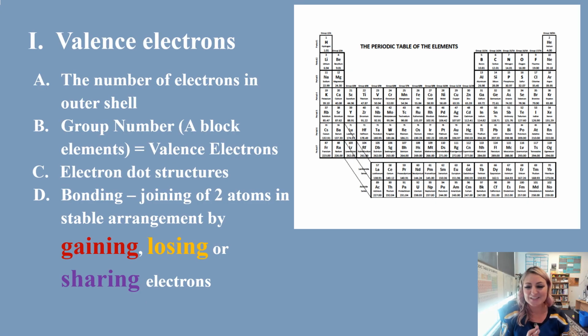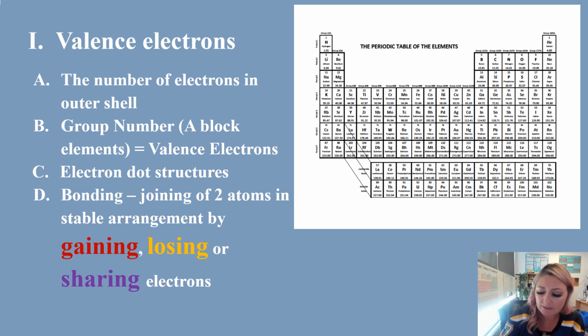All right, so let's first start with talking about valence electrons. So valence electrons are the number of electrons in the outer shell. So think back to previously when we did our electron configurations and we said what was in the first energy level and second, the S, P, D, and F blocks. So to determine that, and it wouldn't be a bad idea to label your periodic table, we look at the group number of the A block elements, and that tells us what the valence electrons are.